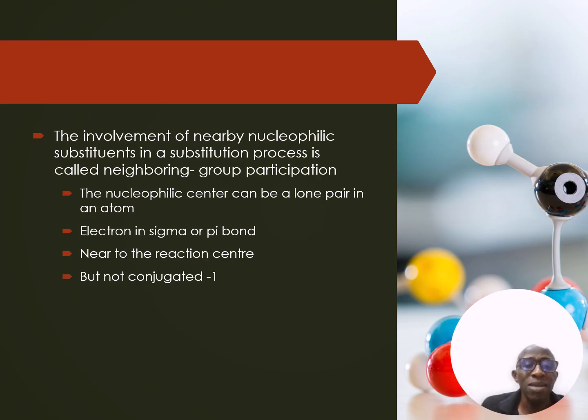And for you to call it neighboring group participation, the nucleophilic group must be part of the molecule. The nucleophilic center can be a lone pair of electrons on an atom, like a nitrogen lone pair, as it's very close to the carbonyl group, or electrons in a sigma or pi bond near the reaction center. It has to be near the reaction center, but it cannot be conjugated with the center that is going to be attacked.